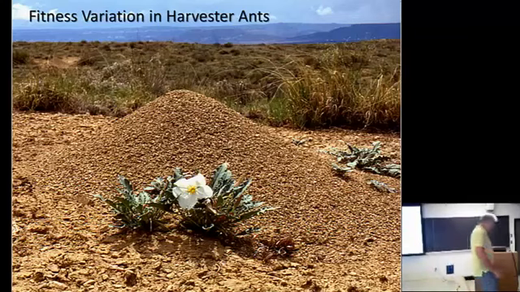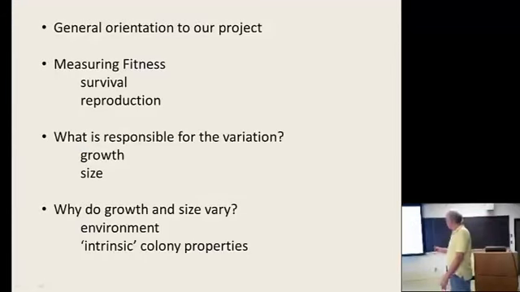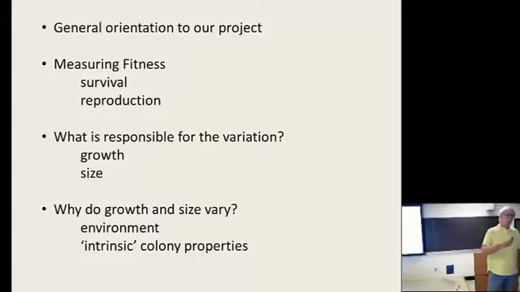This project, I guess this is what I'm going to do. First of all, I'll give you a general orientation to what this project is about. Then I'm going to talk about measuring fitness in populations of the western harvester ant. Measuring survival, reproduction, and so on, toward the purpose of asking how much variability there is in the fitness that we see out there. And it's going to turn out that there's a lot of variation.